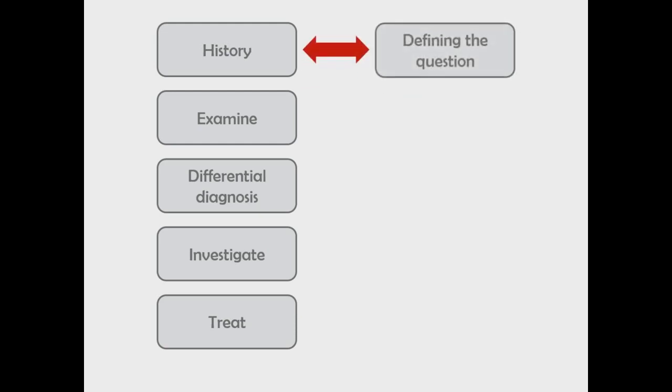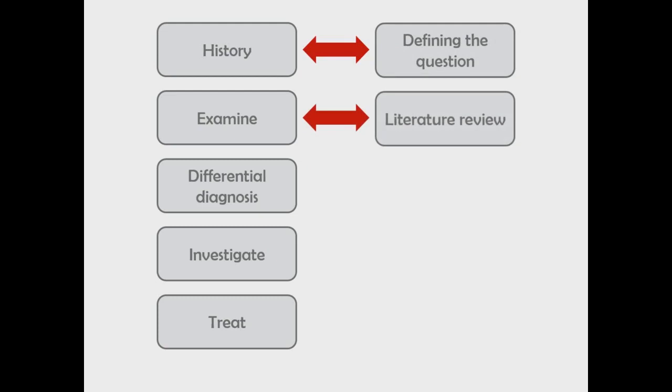So consider this. These are the tools of the trade for a doctor. You take a history, you examine the patient, you come up with a differential diagnosis, you then investigate, and you then treat. And relate this to the research pathway, where you define the question very precisely. You then do a literature review, a meta-analysis. You get more information, and you bring that information together with your prior knowledge.